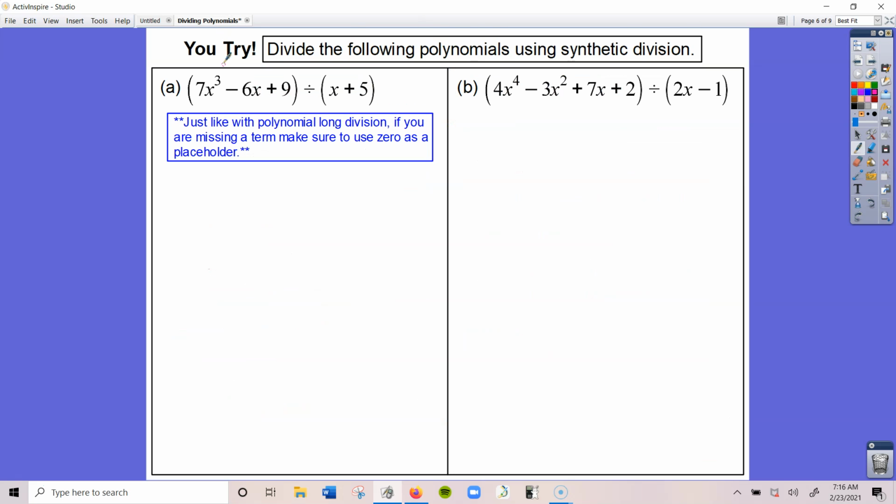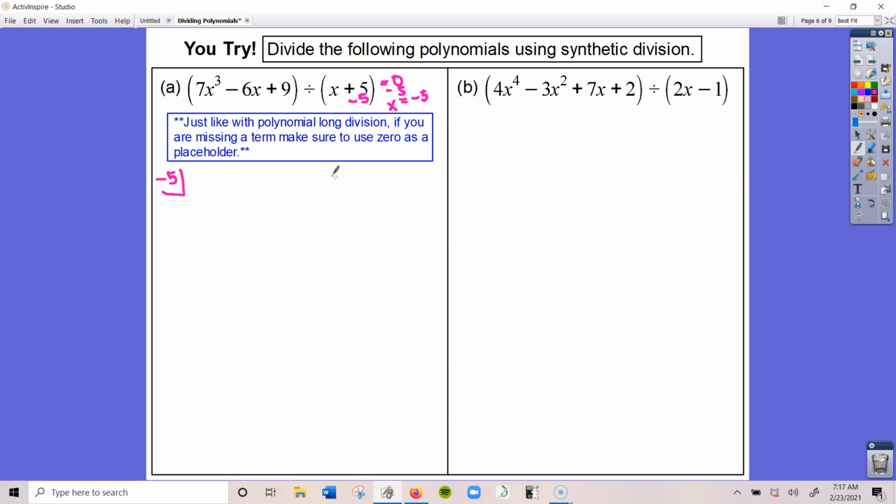Here we have 7x to the third minus 6x plus 9 divided by x plus 5. And I put here in blue, just like with polynomial long division, if you are missing a term, make sure to use 0 as a placeholder. So first, let's figure out what we're going to put in this little box. That's always when we take this linear factor and make it equal to 0 and solve for x. In this case, we would have to subtract the 5. So x is equal to negative 5. That's the number I put in the box here, negative 5.